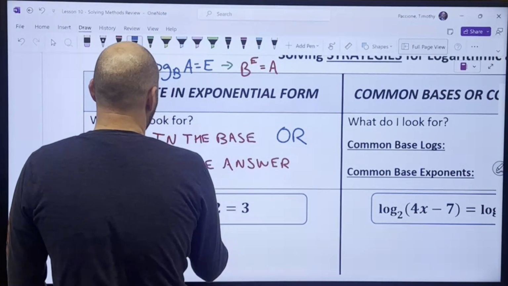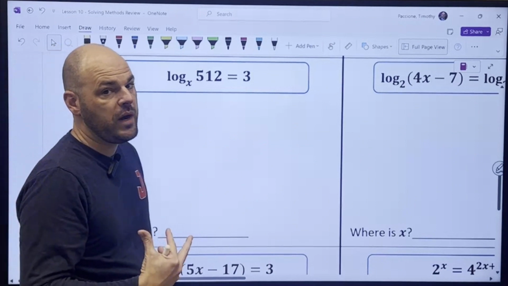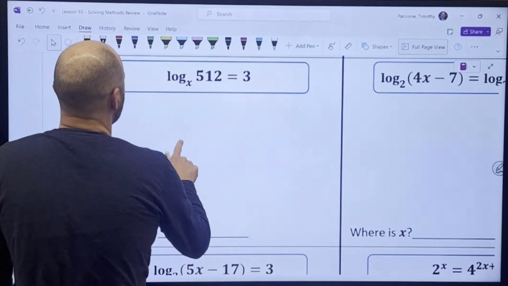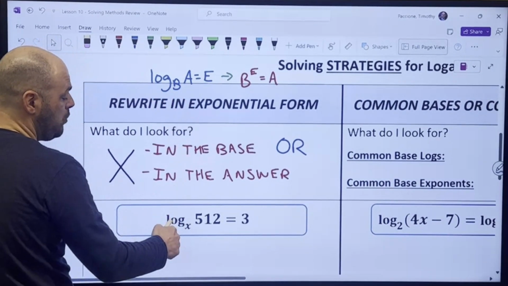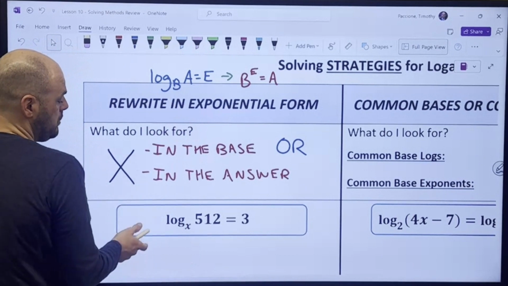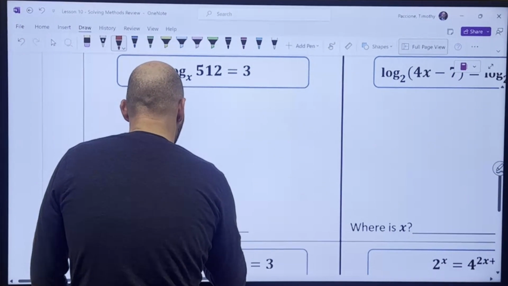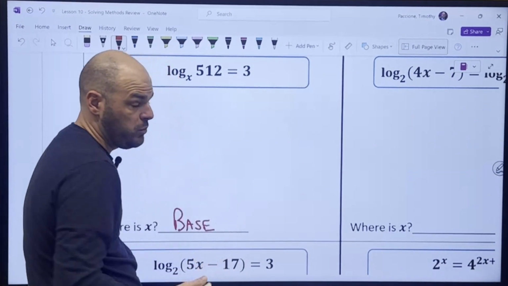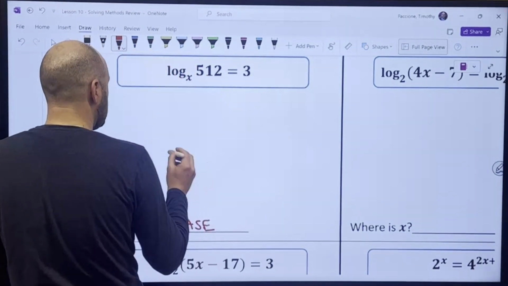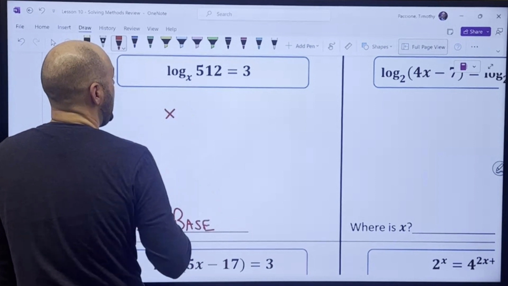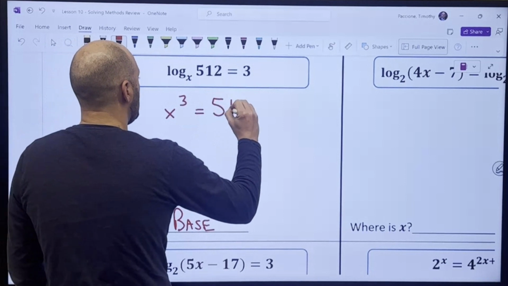Okay, so here we go. You'll notice in each of these I put where is x, so we're really focused on where is x, right? Remember it's log base answer exponent. Well, where's the x? It's in the base, right? So our x in this situation is in the base, and this is one of the scenarios where you would rewrite in exponential form. So I would think, okay, my base is x, my exponent is 3, and then my answer is 512.